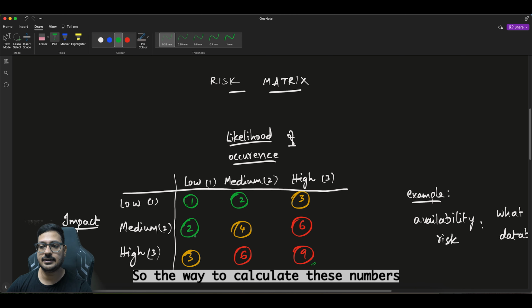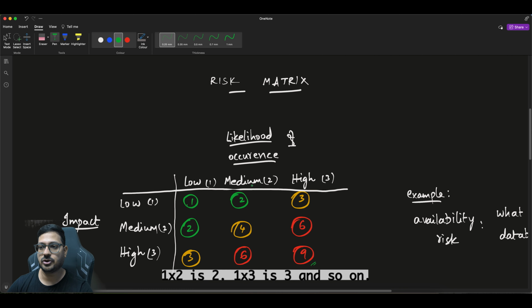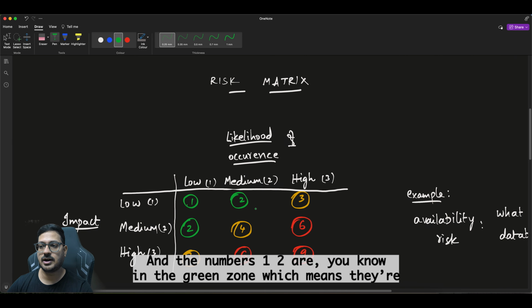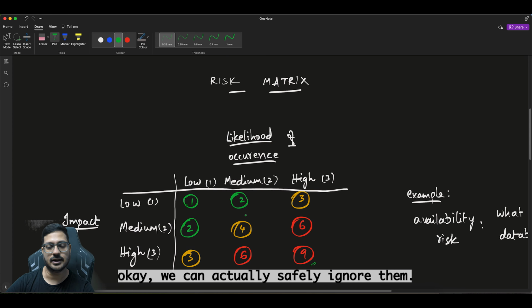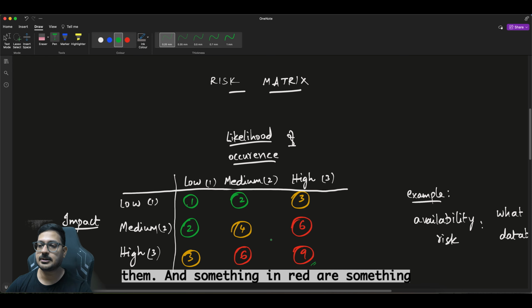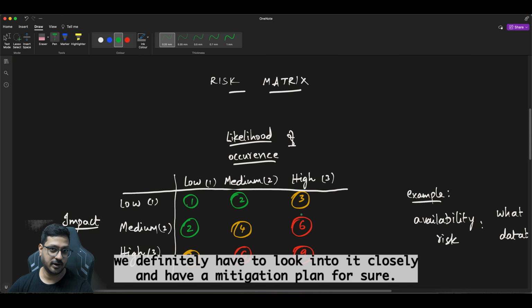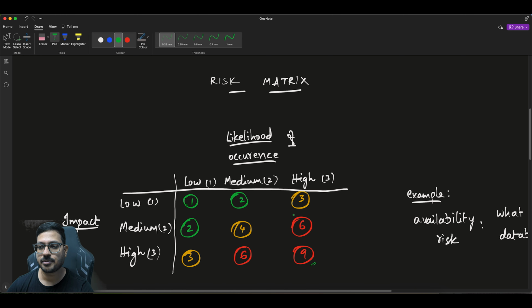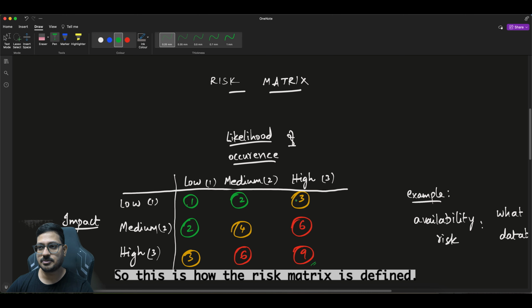So the way to calculate these numbers is just using multiplication. 1 into 1 comes 1, 1 into 2 is 2, 1 into 3 is 3, and so on. That's how we build this matrix. And the numbers 1, 2 are in the green zone, which means they're okay. We can actually safely ignore them. The ones in the medium are something we need to address, and something in red are something we definitely have to address, look into it closely, and have a mitigation plan for sure, right? So this is how the risk matrix is defined.